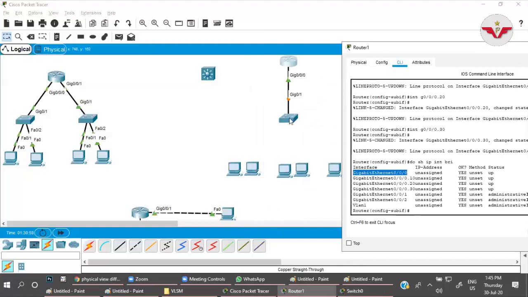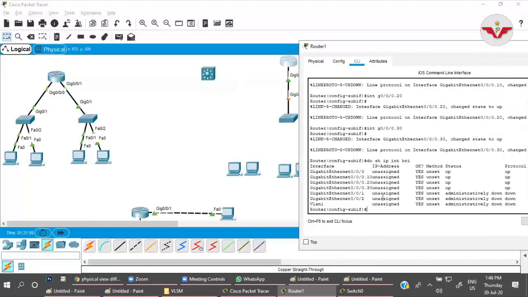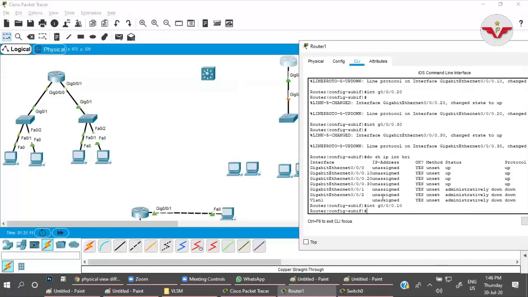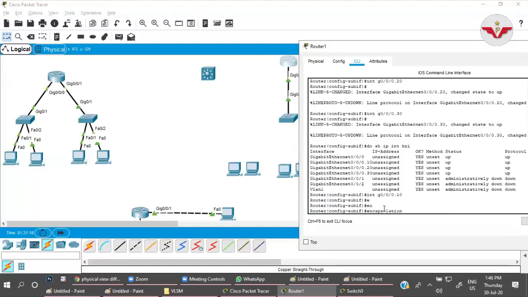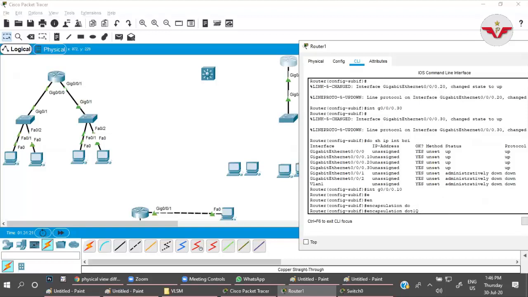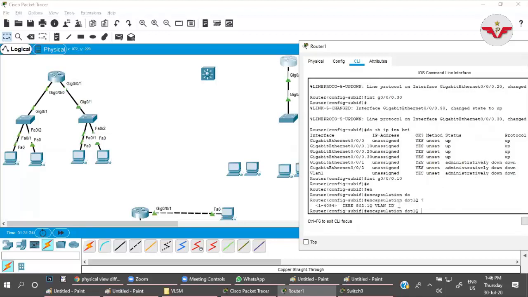Now I have created 3 sub interfaces and 3 VLANs. How will the router understand which port is for which VLAN? So we have to configure encapsulation. I had created the interface g0/0.10 sub interface, and this interface I am going to encapsulate. The command is encapsulation with which protocol? dot1q. For which VLAN? The VLAN ID. The VLAN ID which we have created is 10.